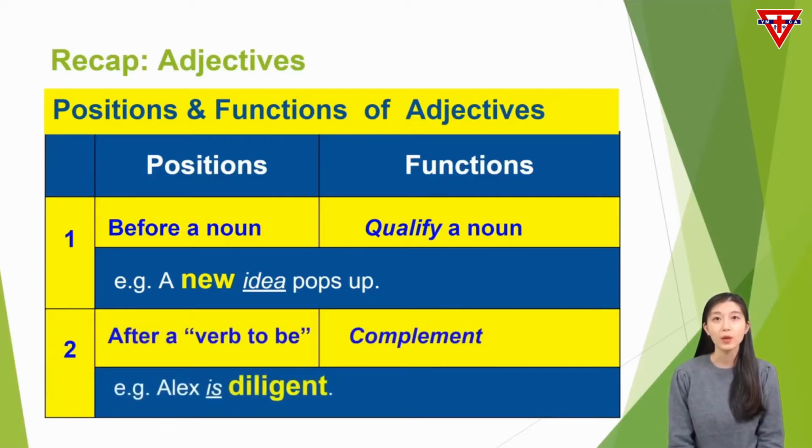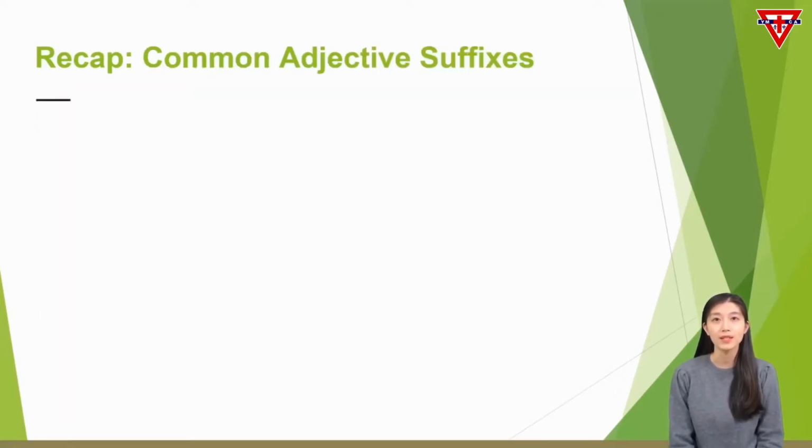Adjectives can also be put after the verb to be and function as a complement. For example, Alex is diligent. Diligent is the adjective that follows the verb to be, is, and functions as a complement.